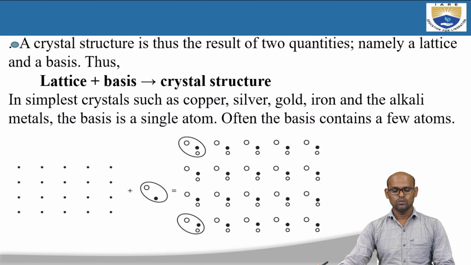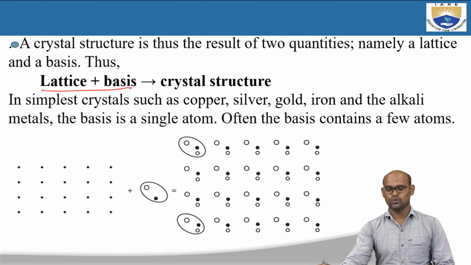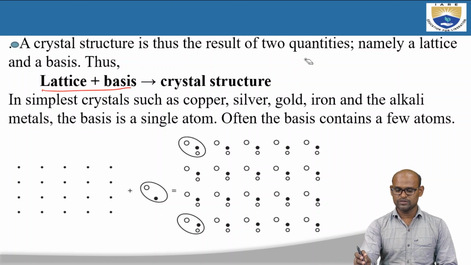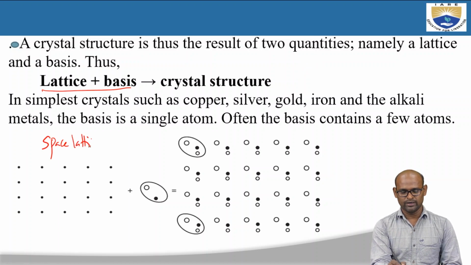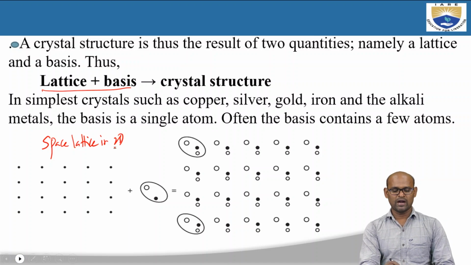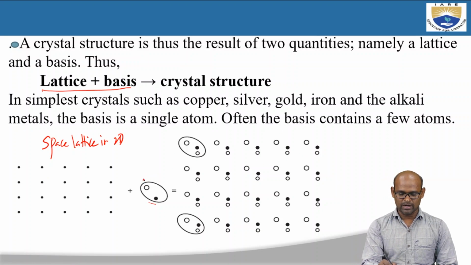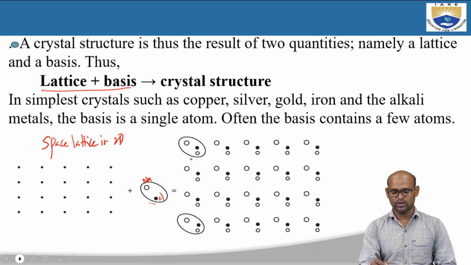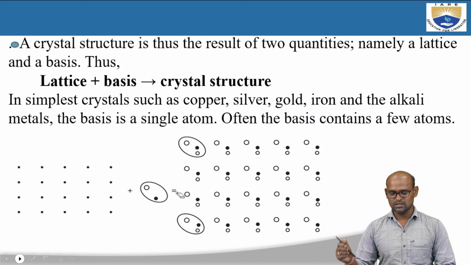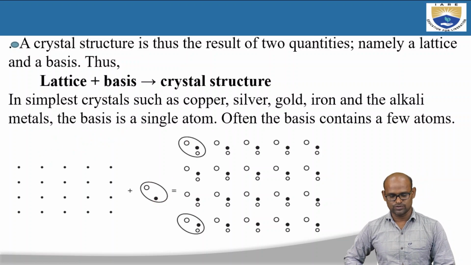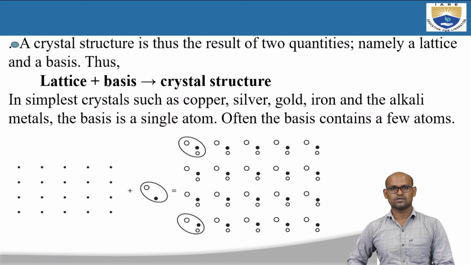Now, lattice plus basis. You have generated a two-dimensional array of points, the space lattice in 2D, and then you attach a basis to each lattice point. So lattice plus basis will give you a crystal structure. For example, I am attaching a sodium atom and a chlorine atom to each lattice point, so I have an NaCl crystal. So lattice plus basis gives us the crystal, which is physically understood. So we have answered the question.